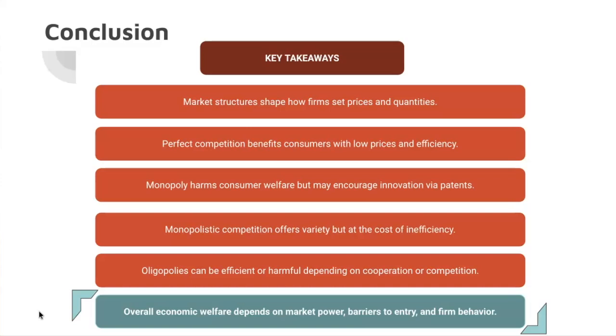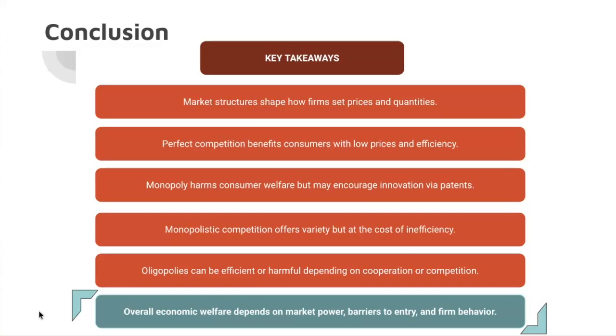Third, monopolistic competition offers consumers valuable product variety and choice. This comes at the cost of some inefficiency and higher prices compared to perfect competition. Fourth, oligopolies present a double-edged sword. They can harm consumers when firms collude to fix prices, but can drive efficiency and innovation when firms compete aggressively.